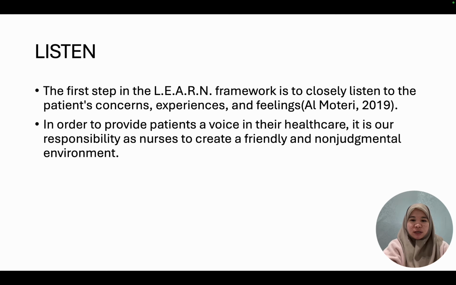In order to provide patients a voice in their healthcare, it is our responsibility as nurses to create a friendly and non-judgmental environment. I had to create a friendly, non-judgmental atmosphere before the patient would open up to me about his concerns and disappointments. He was particularly anxious about his future, fearing that his chronic heart condition would continue to impede him and that he might suffer another stroke. He also expressed concern about his ability to maintain his independence and the potential expenses of his medical treatment. In addition to just hearing what he had to say, active listening required close observation of his tone, body language, and the emotion that backed his claim. This method allowed for the establishment of the foundation of trust by showing the patient that his issues were being handled seriously.